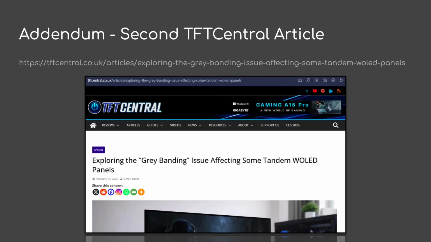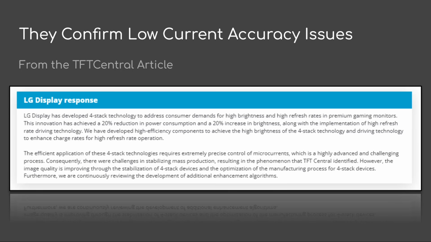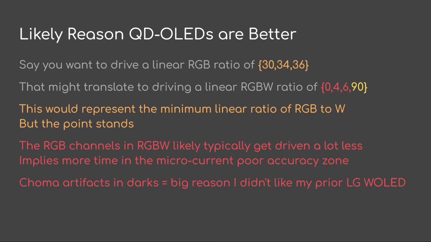As I was writing this, TFT Central came out with another article. This one is even better than the prior, exploring the gray banding issue affecting some Tandem WOLED panels. They do confirm the low current accuracy issues that we were seeing before. In fact, they have an official response from LG and others. One thing TFT Central didn't get into was the actual reason QD-OLEDs are better than WOLEDs. And I think the reason is pretty self-evident.